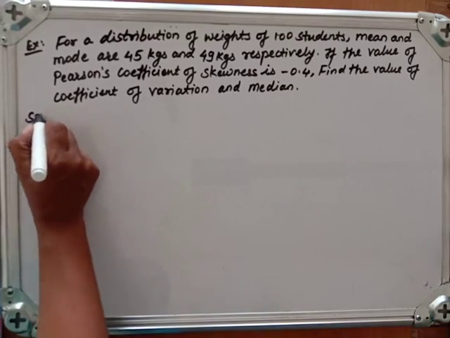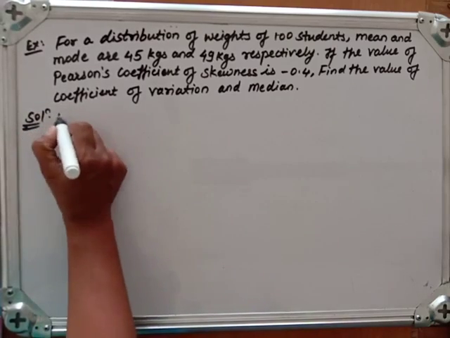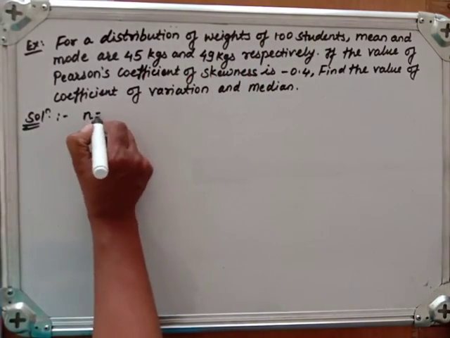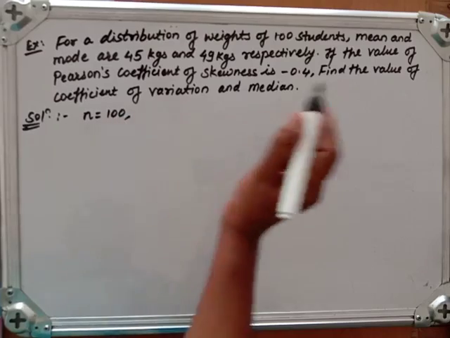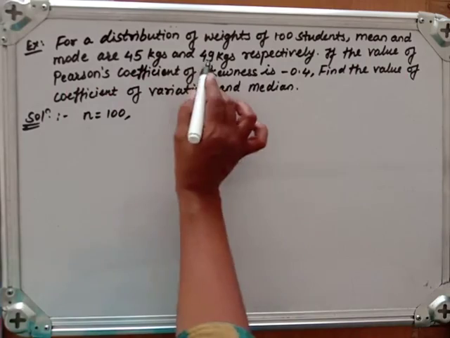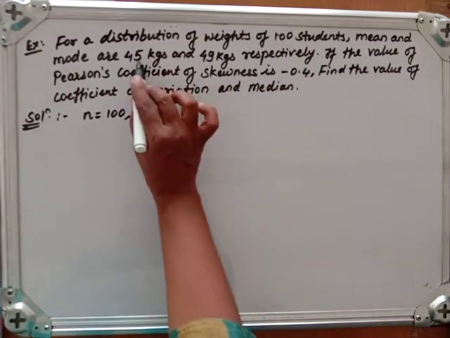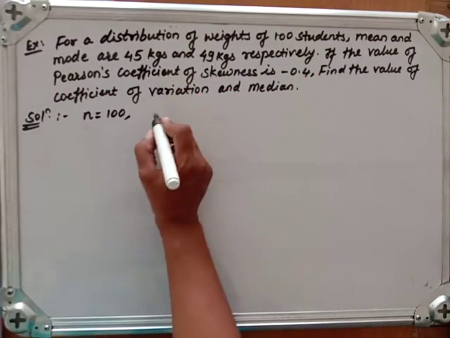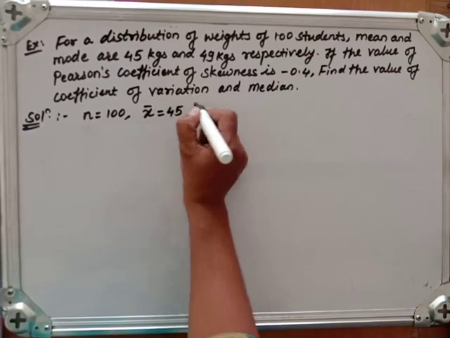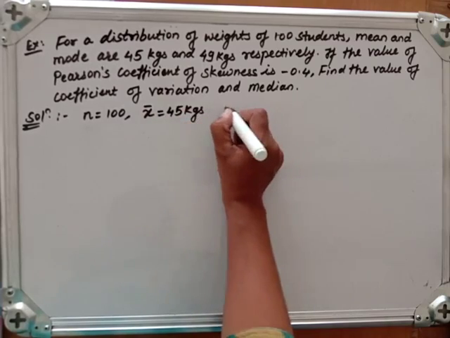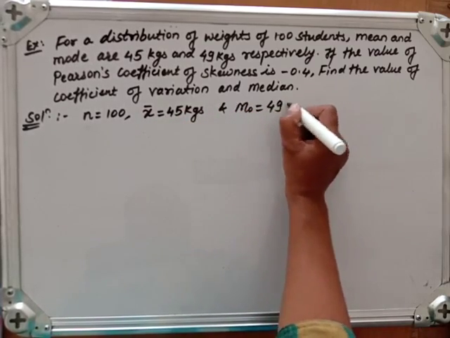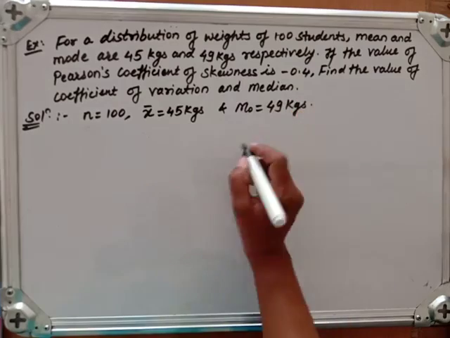Now solution of this. Look at it. What is given to us? First of all, the distribution of weights of 100 students. So n is equal to 100. Now mean and mode are given. So mean is 45 kg and mode is 49 respectively. So first one will be mean, second one will be mode. So mean means X bar. X bar is 45 kgs and mode is 49 kgs.